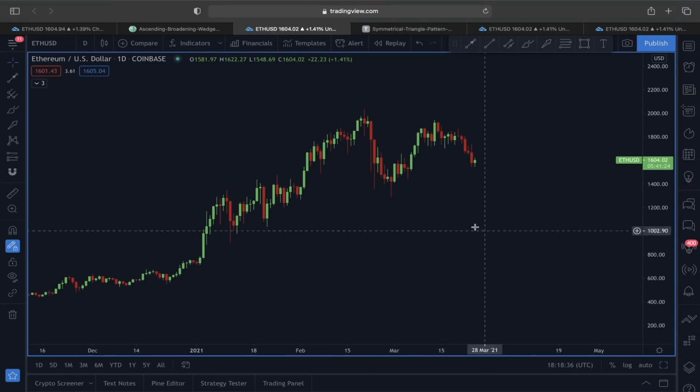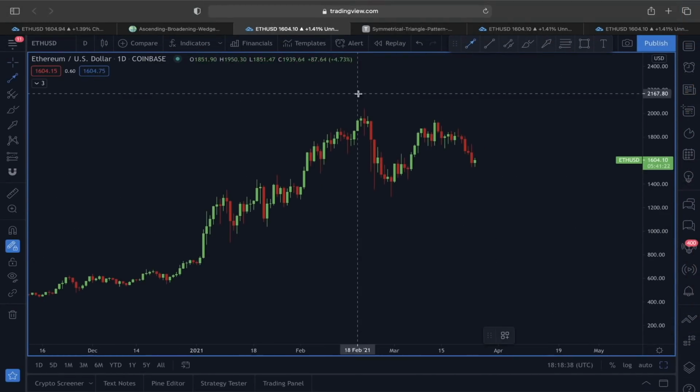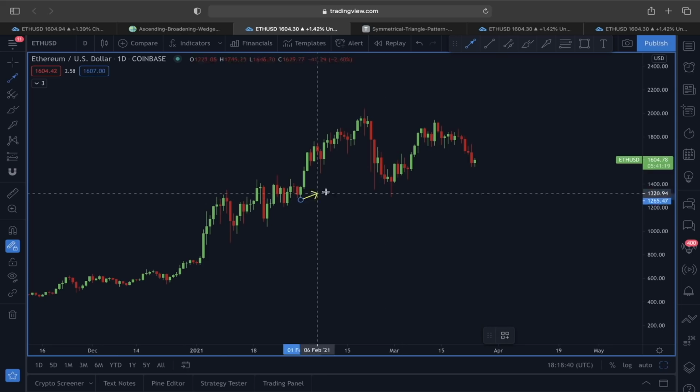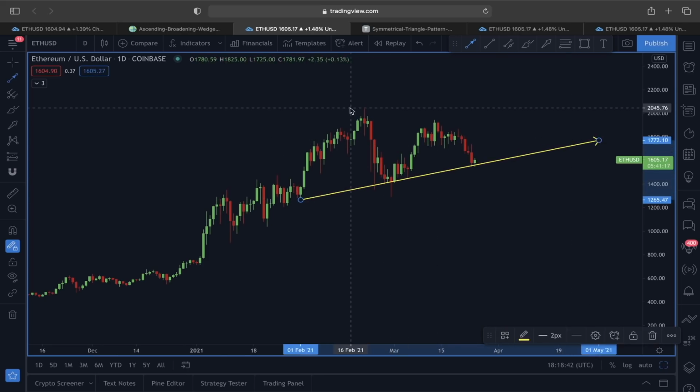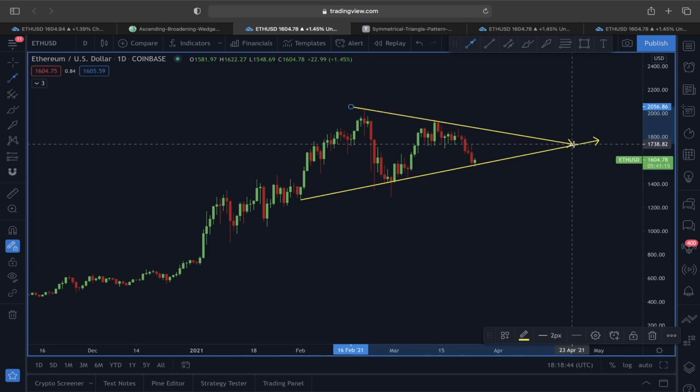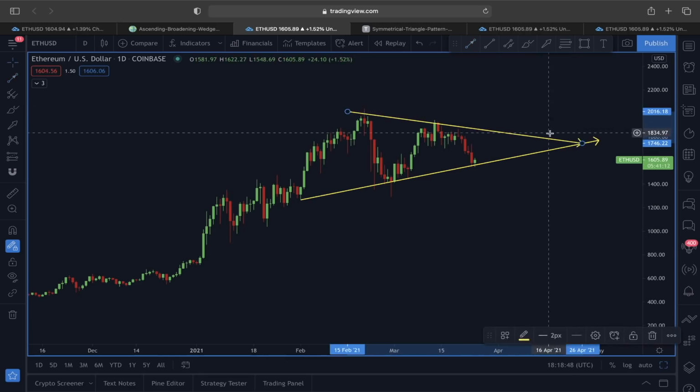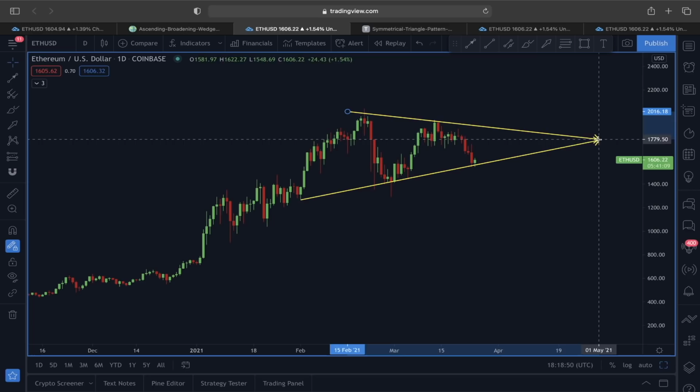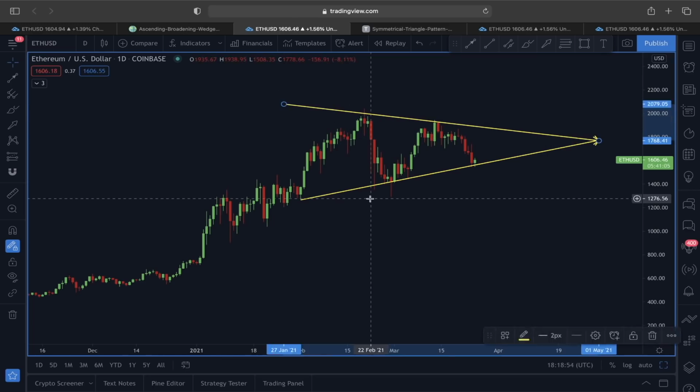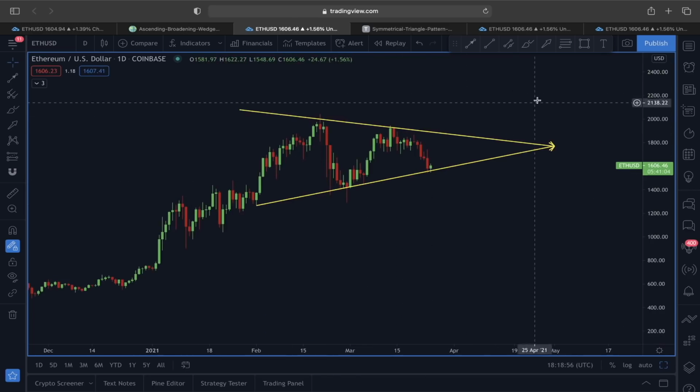So this is also Ether USD in a daily time frame, because right now what we are going to do, guys, is add another price structure which is known as a symmetrical triangle. Because if you monitor this price structure here, you can see very clearly, guys, the price of Ether could be forming another symmetrical triangle type of scenario.